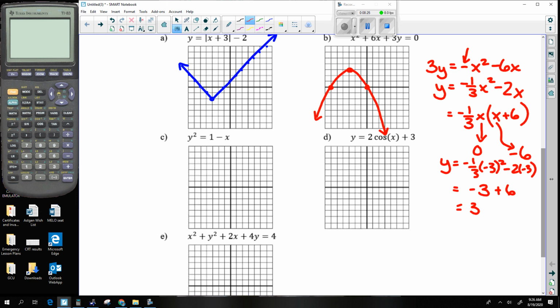All right, letter C, I have a sideways parabola. If y is 0, x is going to be 1, and what this is going to do is open up backwards. So it's going to be a 1, 3, 5 backwards.